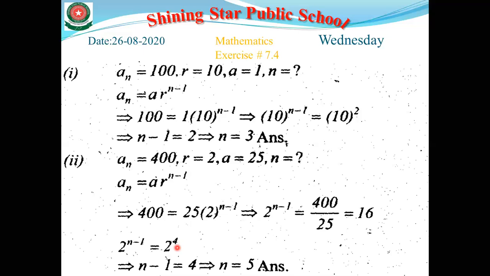Now, on the left hand side, we have 2 power n minus 1. And on the right hand side, we must have 2 power something. Now, n minus 1 equal to 4. When we take minus 1 to the right hand side, it becomes 5.